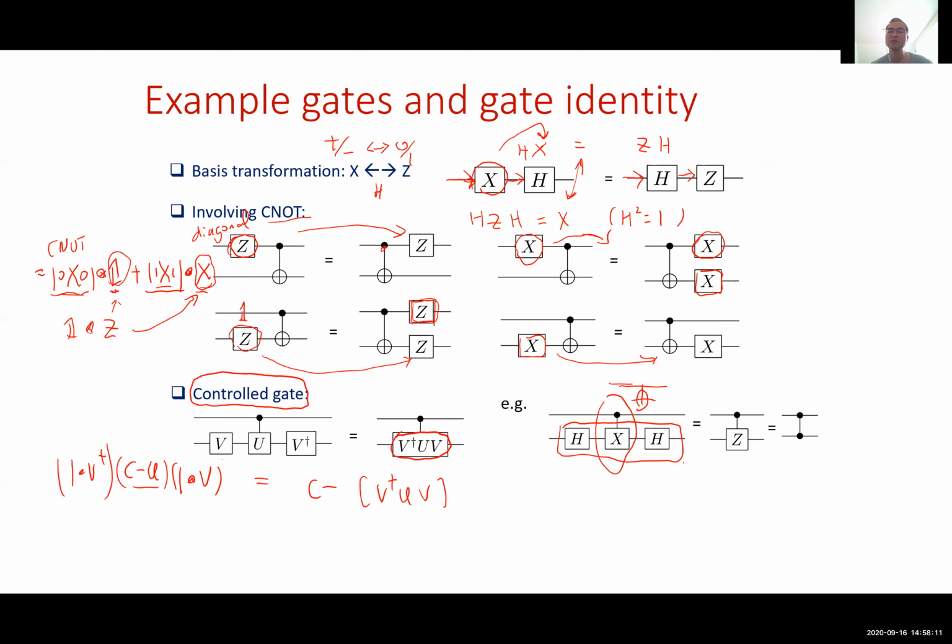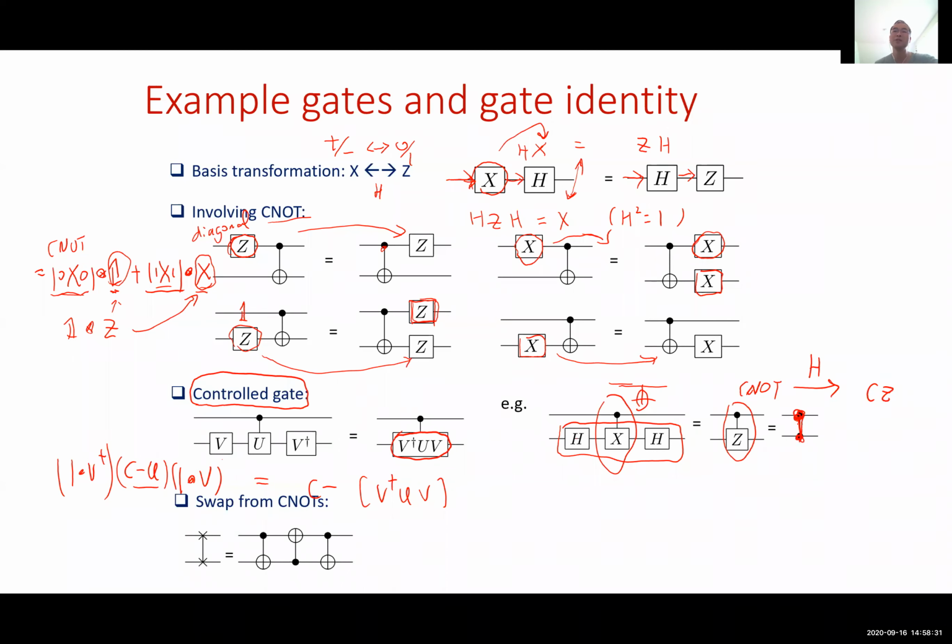So control NOT turns into a control Z gate by Hadamard. So this is control Z. Sometimes you just put two dots and a line linking them. That's the control Z.